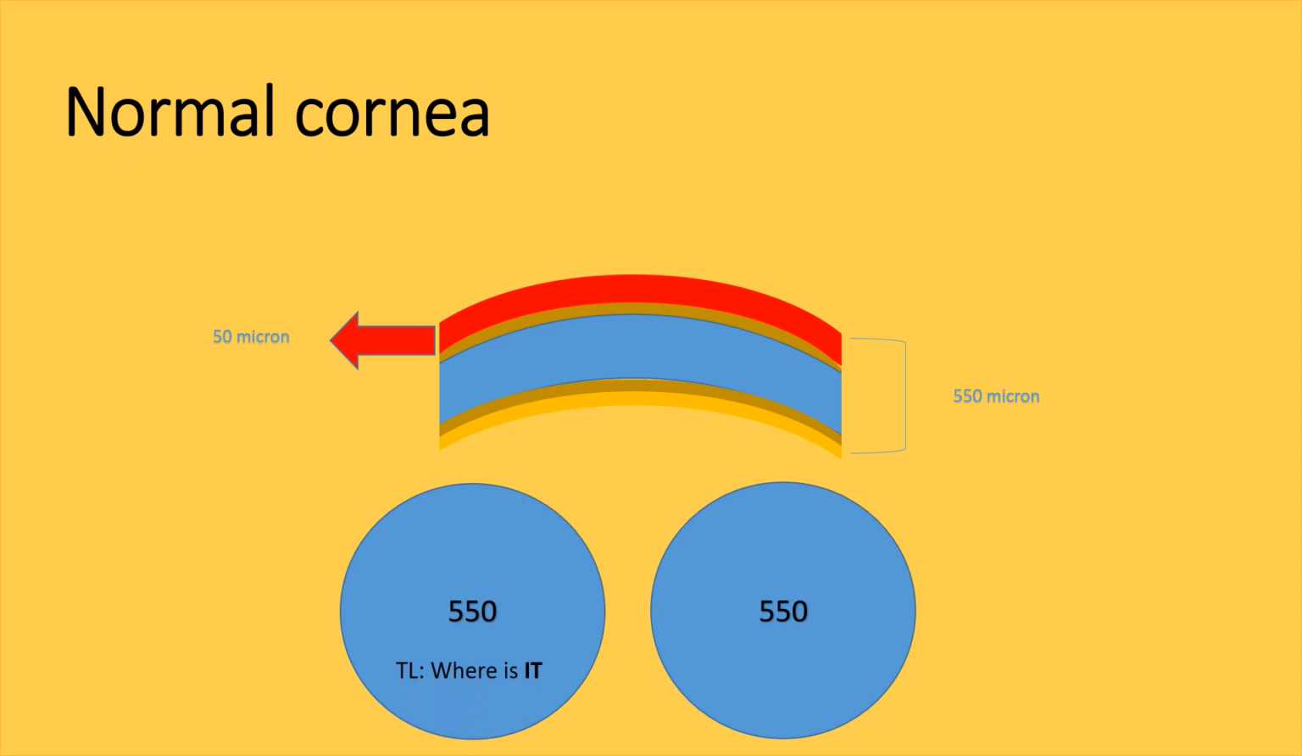So the thinnest location, where is it? The answer is here. It stands for inferior temporal. So the thinnest location is normally inferior temporal to the center of the cornea.